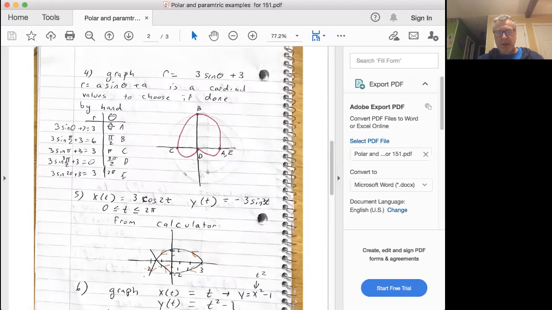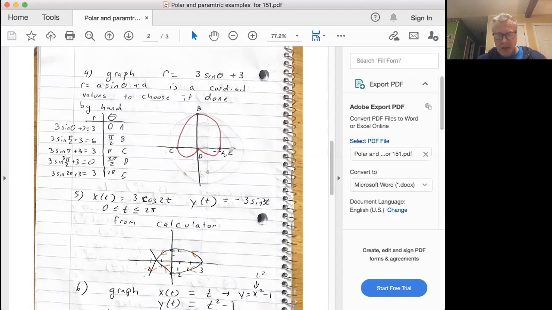I typically pick 0, pi over 2, pi, 3 pi over 2, and 2 pi, just to see what it looks like. I have an idea what it looks like. I know it's heart-shaped. So when I plug 0 in, we get 3. We plug pi over 2 in, we get 6. We plug pi in, we get 3. 3 pi over 2 gives us 0, and then 2 pi gives us 3 again.